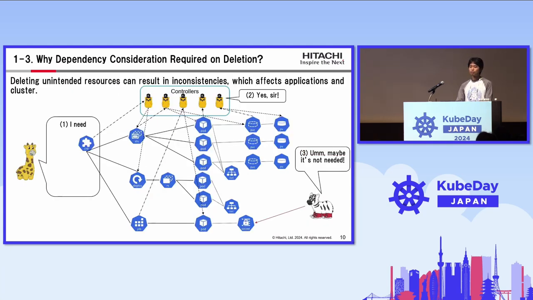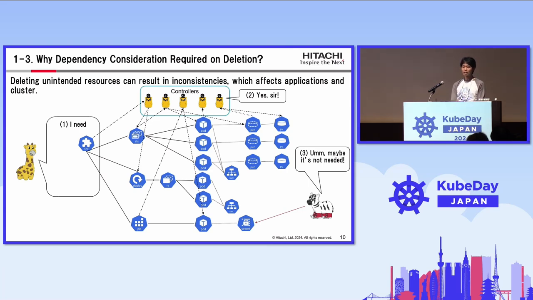Now that we know the declarative concept of Kubernetes, and how it is achieved by using the reconciliation loop, we are ready to talk about why dependency consideration is required on deletion. In Kubernetes, a Kubernetes resource as a declarative configuration is recursively split into smaller chunks of Kubernetes resources. Then they are handled by multiple different controllers.